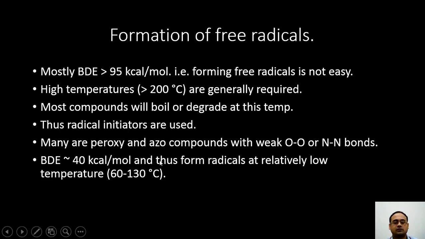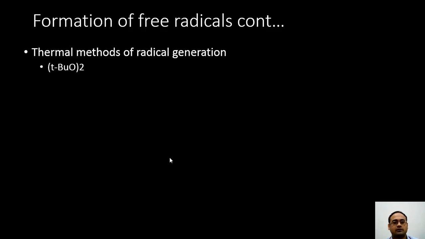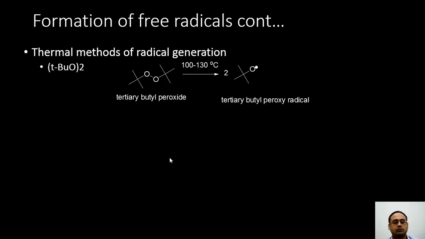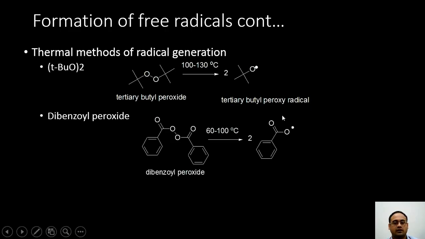And thus these radicals will form at a lower temperature of anywhere between 60 to 130 degrees Celsius. So these are the thermal methods of radical generation, in which tertiary butyl peroxide is heated at 100 to 130 degrees. Oxygen-oxygen bonds break homolytically to give us the tertiary butyl peroxy radical. Similarly, other peroxides like dibenzoyl peroxide, when they are heated, the oxygen-oxygen bonds break and we get the oxybenzoyl radical.